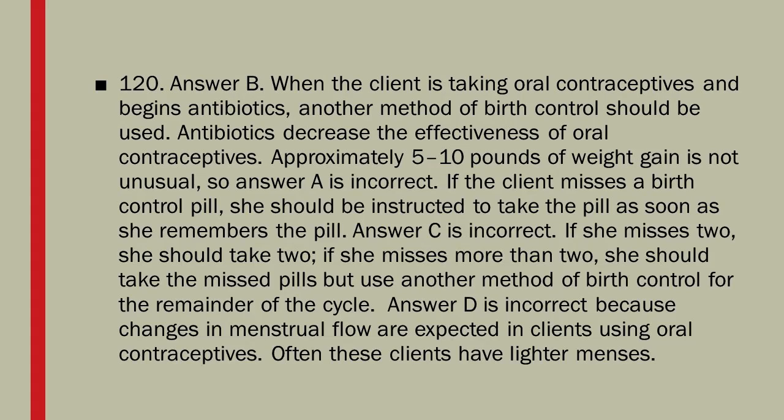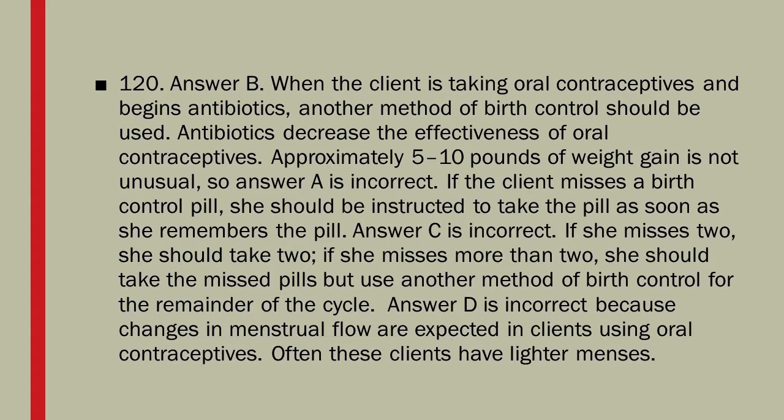120. Answer B. When the client is taking oral contraceptives and begins antibiotics, another method of birth control should be used. Antibiotics decrease the effectiveness of oral contraceptives. Approximately 5 to 10 pounds of weight gain is not unusual, so answer A is incorrect. If the client misses a birth control pill, she should be instructed to take the pill as soon as she remembers. Answer C is incorrect.